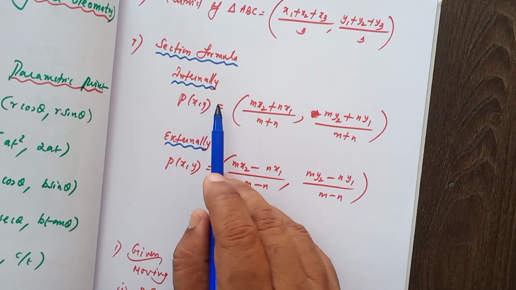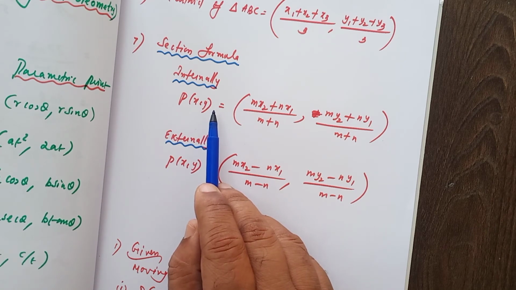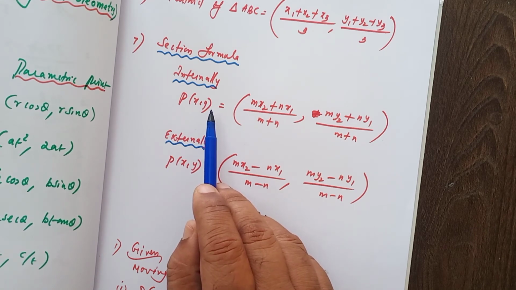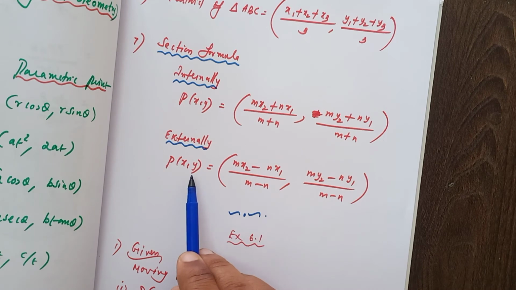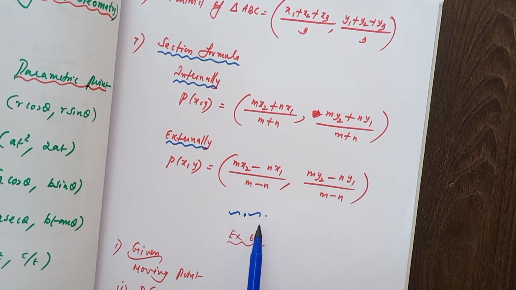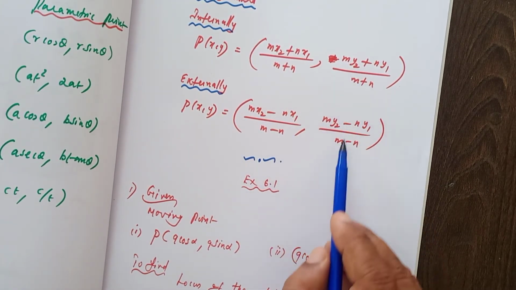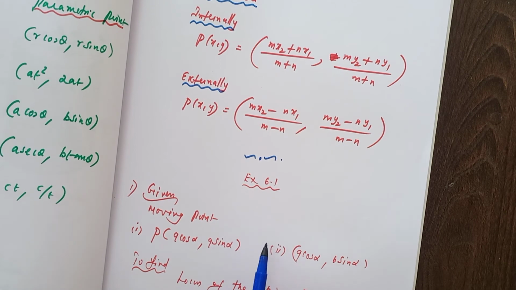Then the section formula: the point P divides internally the line segment AB in the ratio m is to n, and m is to n externally. Here is the internal formula, and this one is the external formula. The only change is minus instead of plus here. Now we can get into exercise 6.1, problem number 1.